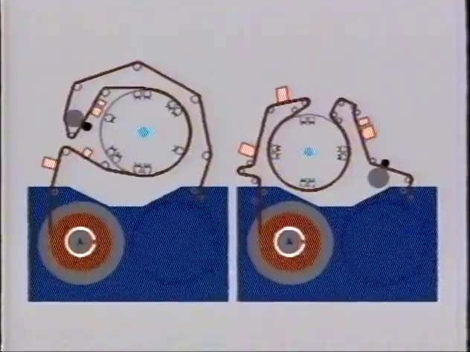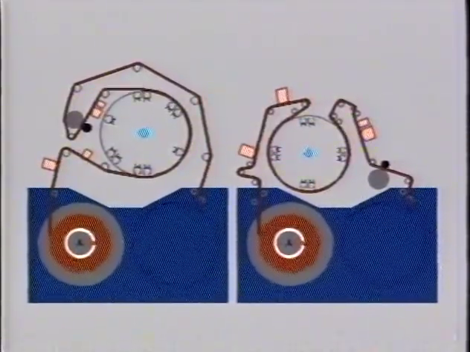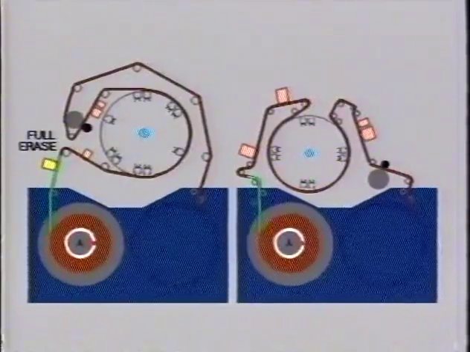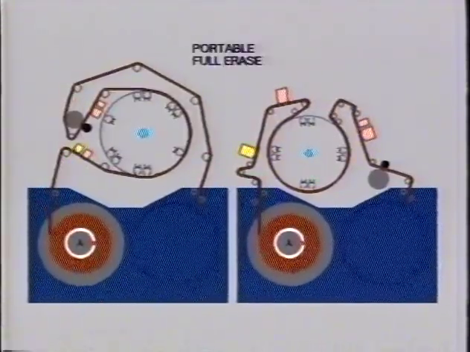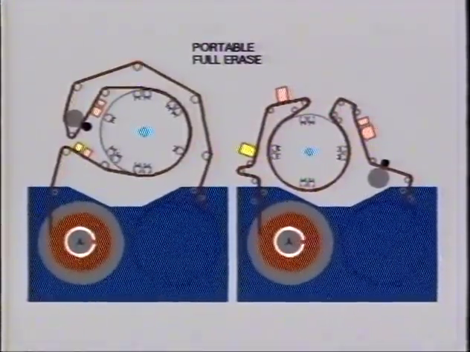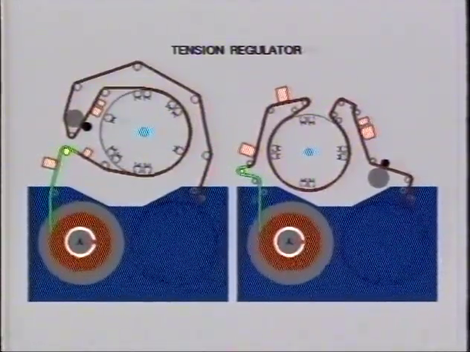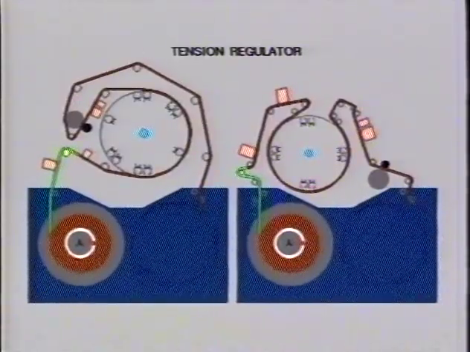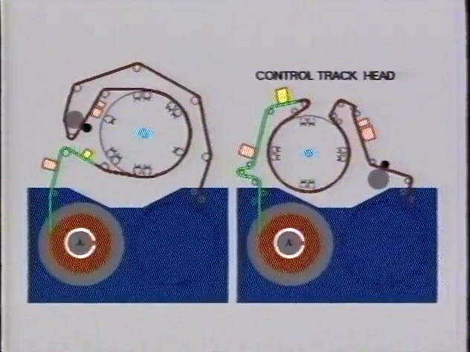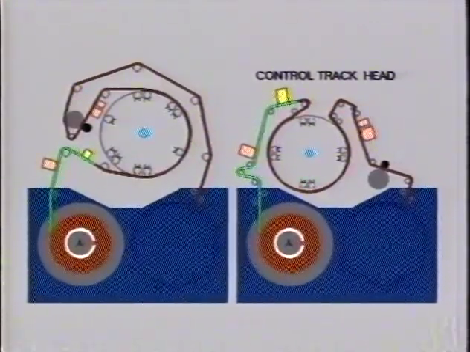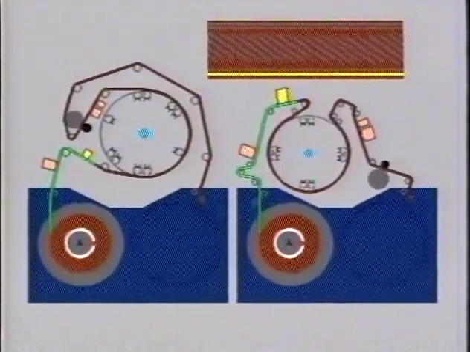Here we can see two of the most common tape paths. The tape comes off the supply reel, past the full arrays head, and for portable machines it's placed here for better use of space. A tape tension regulator helps to control the back tension around the head drum. The control track head is responsible for making sure the tape is in the correct position. It does this by laying down a 25 Hz reference signal onto the tape.